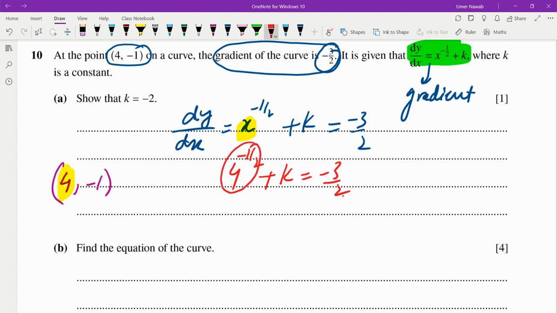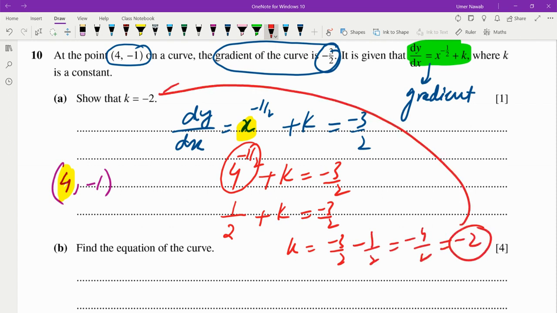When you write it in a calculator, guys, it will give you 1 over 2 plus k is equal to minus 3 over 2. Bring the 1 over 2 to the other side, so k is equal to minus 3 over 2 minus 1 over 2, so minus 4 over 2, so the answer is minus 2. And this is the thing which I wanted to show. So right here, shown, k is equal to minus 2.